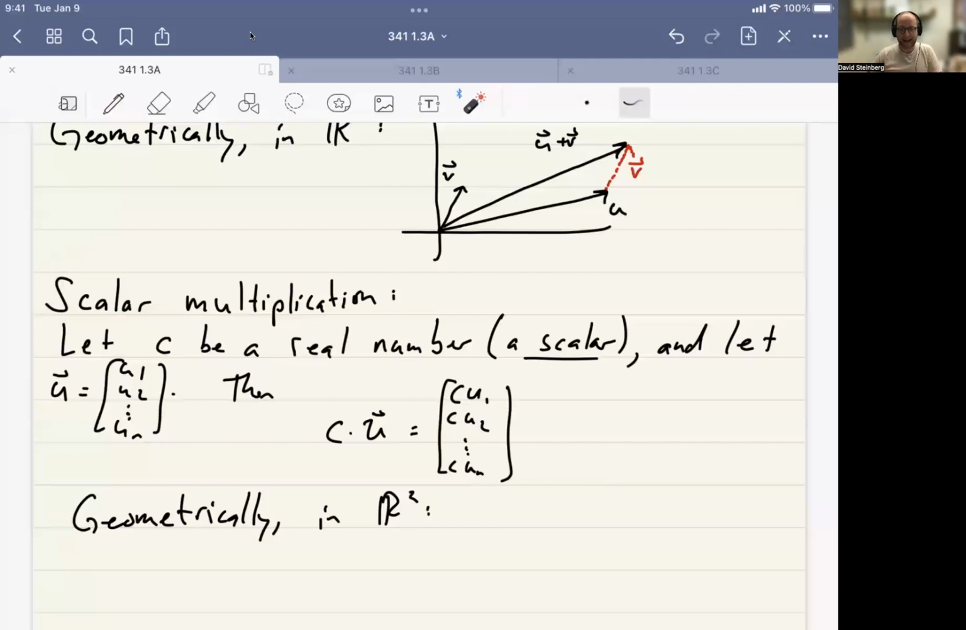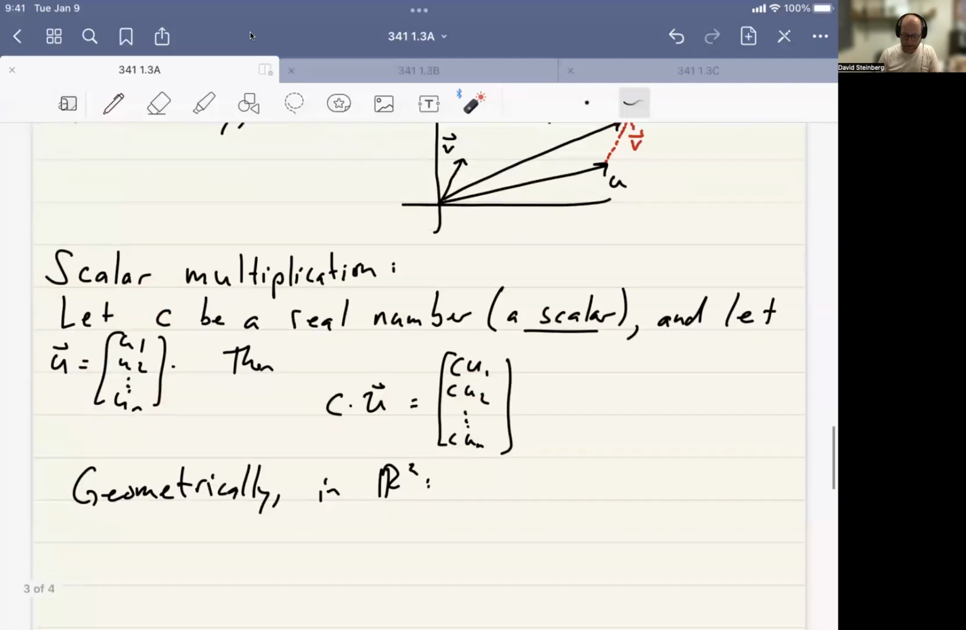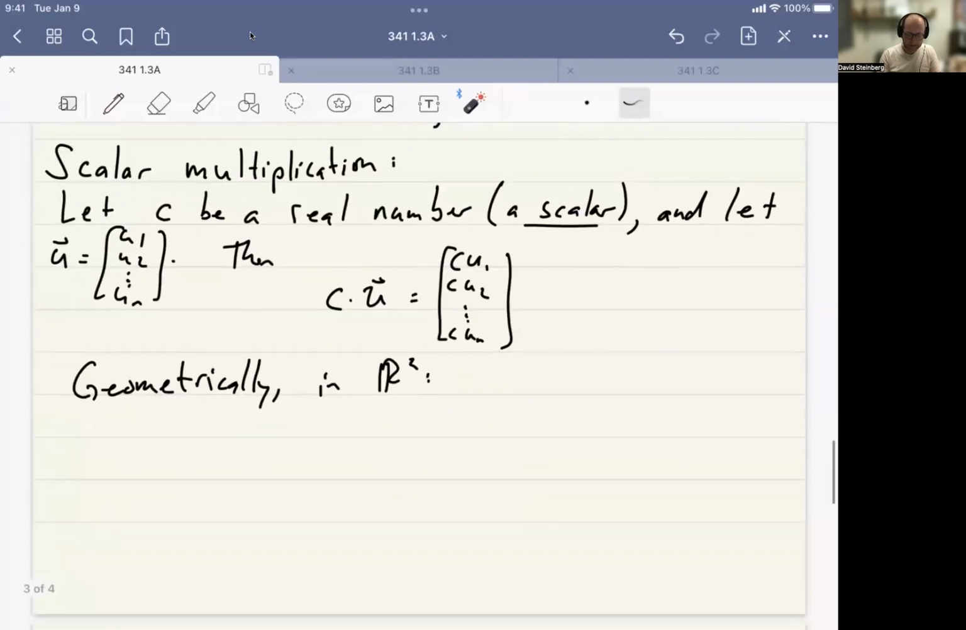Okay, so if we let c be a real number, a scalar, and we let u be some vector in Rn, then we can multiply u by c just by multiplying each of the entries of u by c. So this is called scaling u by the scalar c. And then geometrically in R2, and I'm choosing R2 here because it's the easiest one to draw, what happens in R2? If we've got some vector u again.